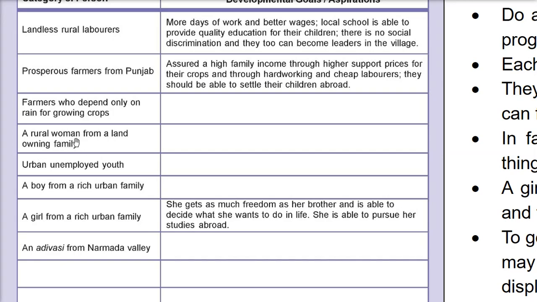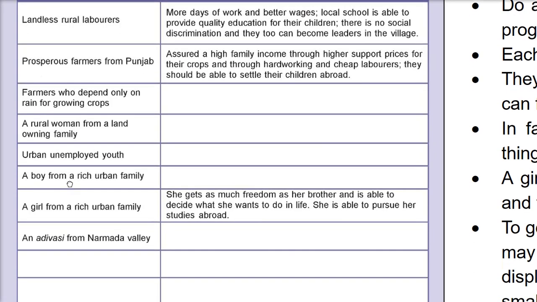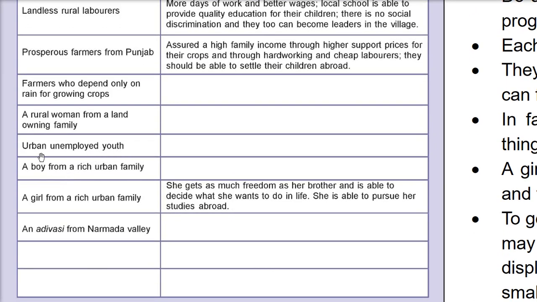Now, a rural woman, that is a woman who is living in a rural area, and she is from a land owning family. Now she has land, and she wants to use that land. So she wants something to be grown here, something to be rented, or some laborers to come and do some cropping there. This is what she wants.